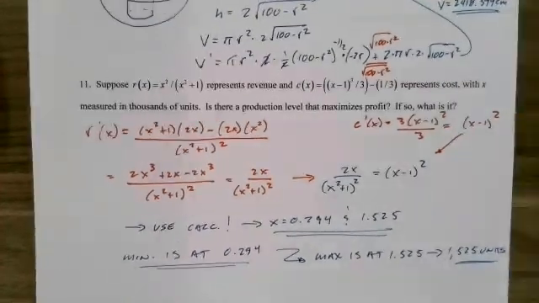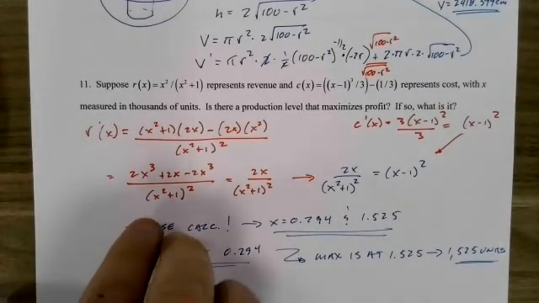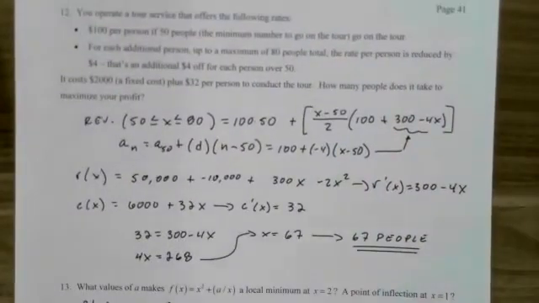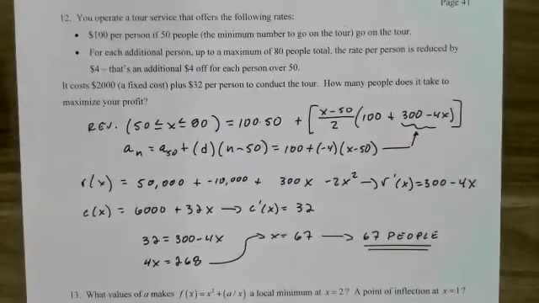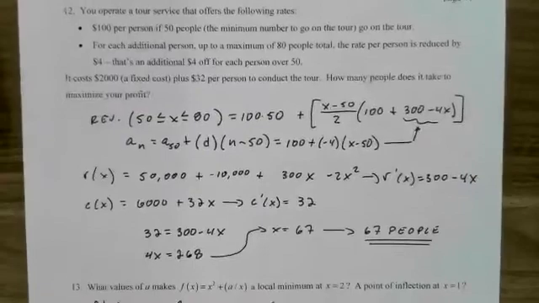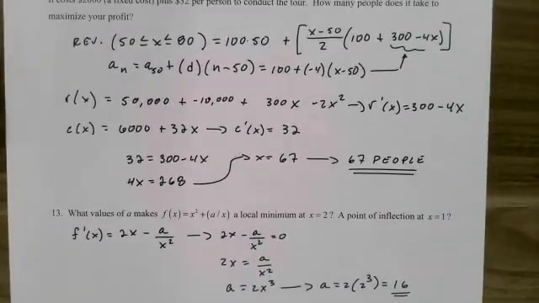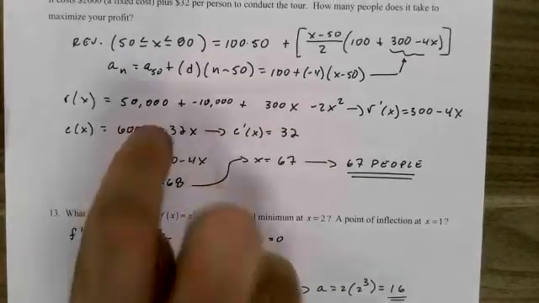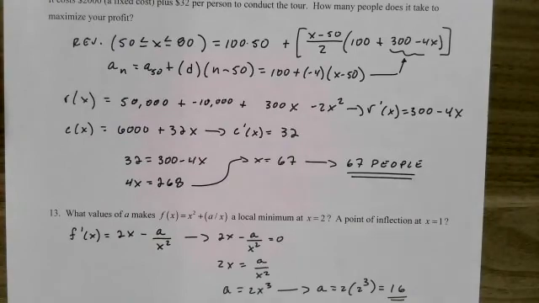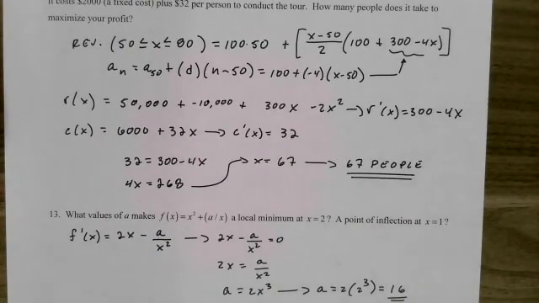Good afternoon. All right, that was done relatively quickly, but I'm actually out of time. So here is the last one. You operate a tour service that offers the following rates, blah, blah, blah. So I wrote it all out. It's probably a little bit off the reservation, but no worries. Revenue is between 50 and 80, 100 times 50 plus yada, yada, off you go. Revenue, cost, going on. All right. You want to bring 67 people to max things out.